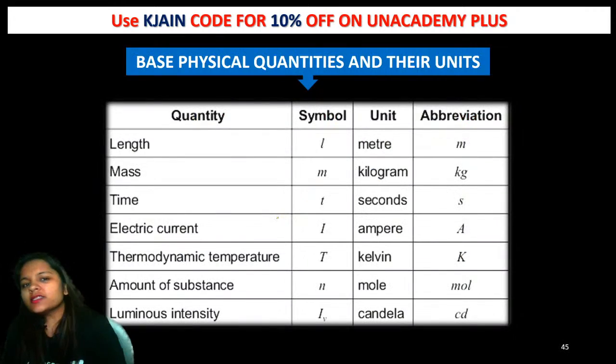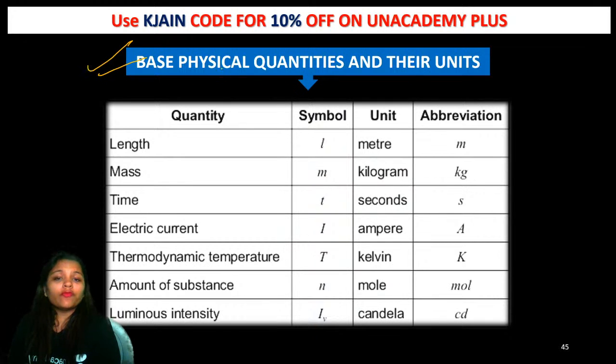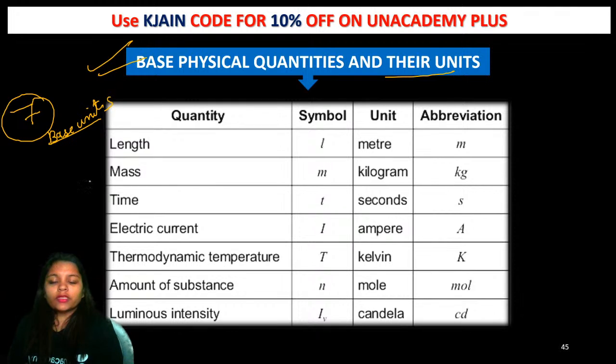Okay, so let's talk about some basic physical quantities and their units. In total, we have seven base units. First is length, second is mass, then time, electric current, thermodynamic temperature, amount of substance, and luminous intensity.